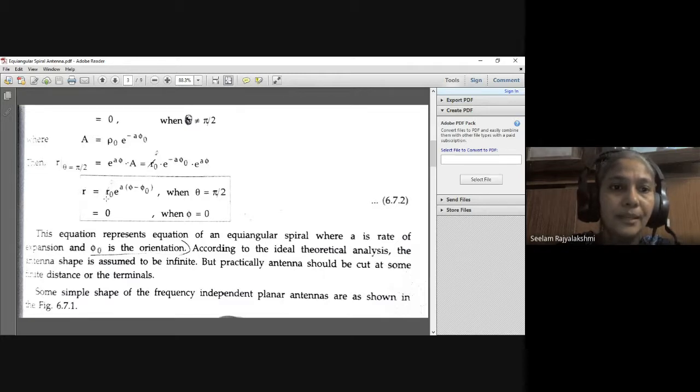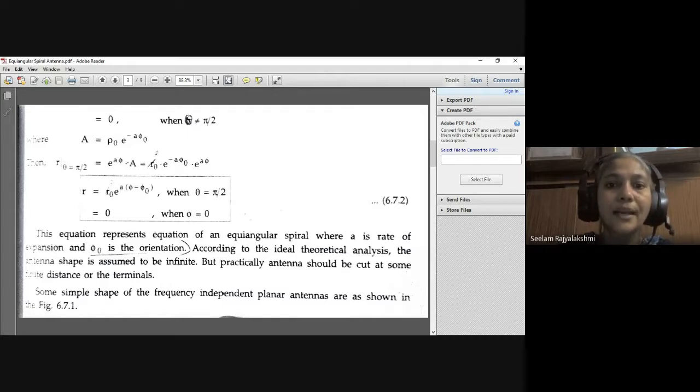Here we have considered r at theta equals pi by 2, so r equals r naught. This is also rho naught, not r naught, a printing mistake, because we have a equals rho naught e power minus a phi naught. So r equals rho naught e power a into phi minus phi naught when theta equals pi by 2. When phi equals 0, the r value equals 0. Thus this equation represents the equation of the equiangular spiral, where small a is the rate of expansion and phi naught is the orientation.